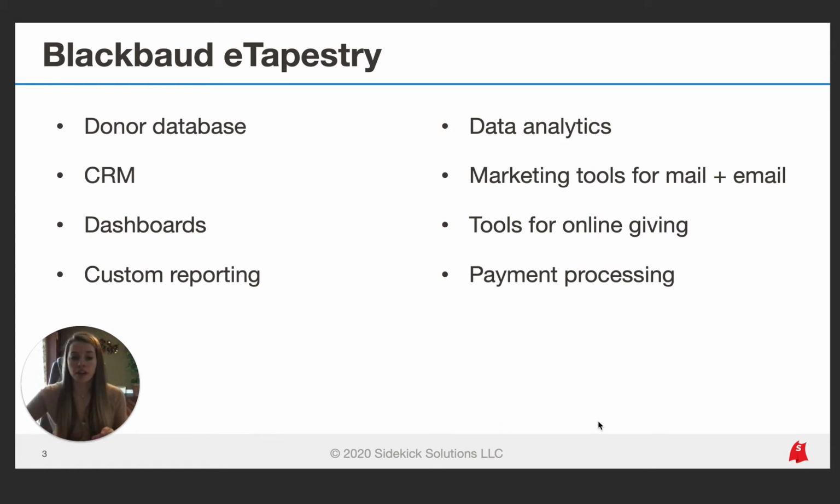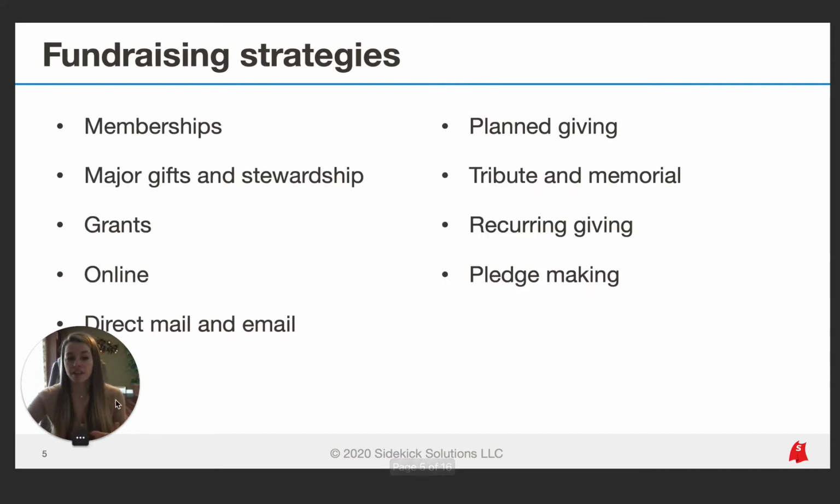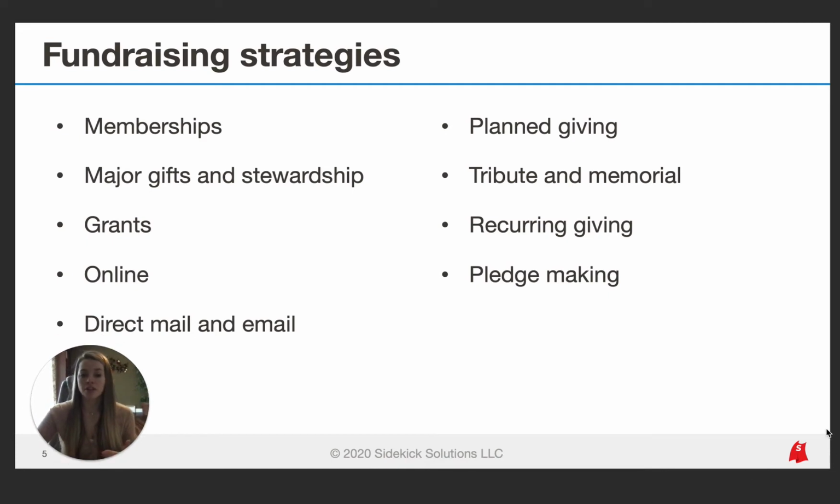So whether you are a small growing nonprofit, maybe you're a mid-sized organization, or a larger organization with 50,000 or more constituents, eTapestry could be a good fit for your organization. It's an easily scalable platform with a lot of features that can accomplish any fundraising strategy. So whether your organization needs help with memberships, maybe you do a lot of online giving, or you need direct mail and email help, there are a lot of fundraising strategies and functionality in eTapestry that can be used to accommodate these different types of fundraising vehicles and fundraising channels that your organization may use.